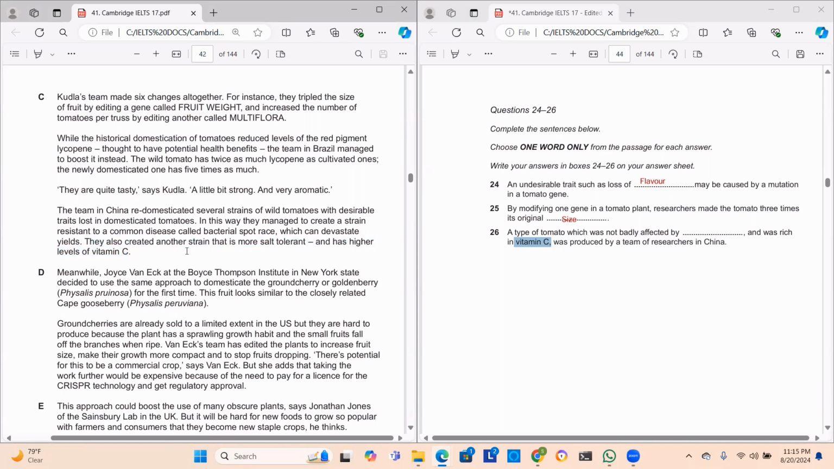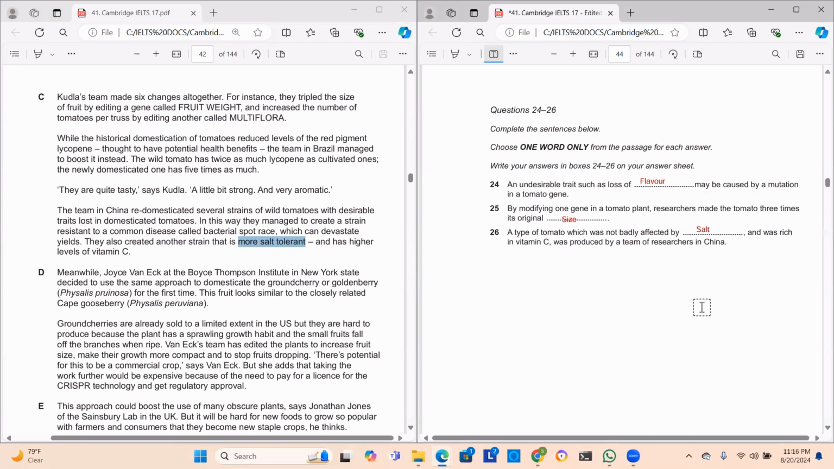They also created another strain that is more salt tolerant. Salt tolerant means not affected by salt, tolerating the salt, and was rich in vitamin C means has higher levels of vitamin C, produced by these guys. So obviously our answer should be salt. Salt tolerant means not affected by salt, so they are matching completely.